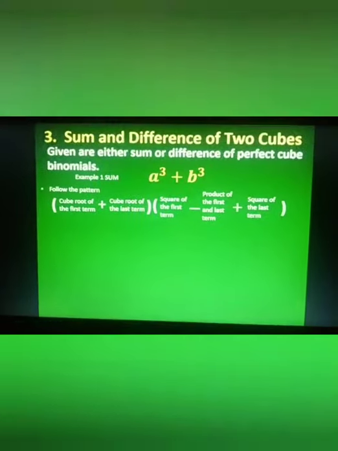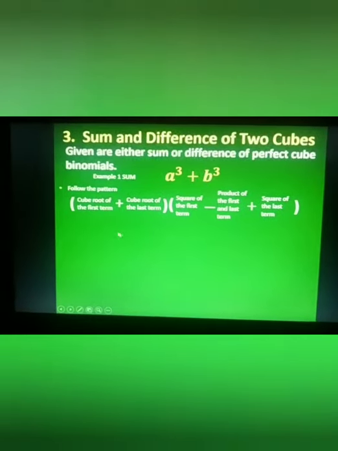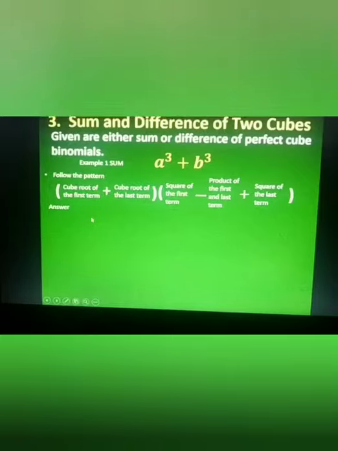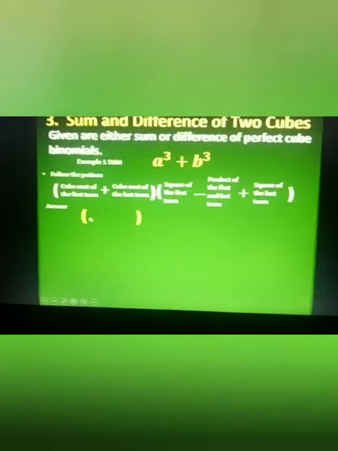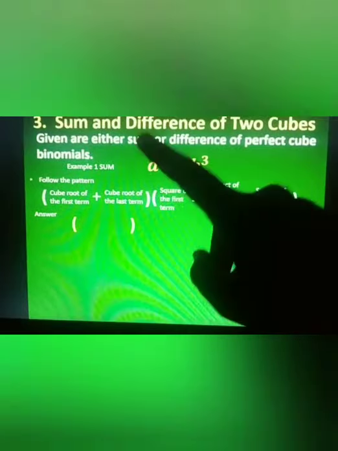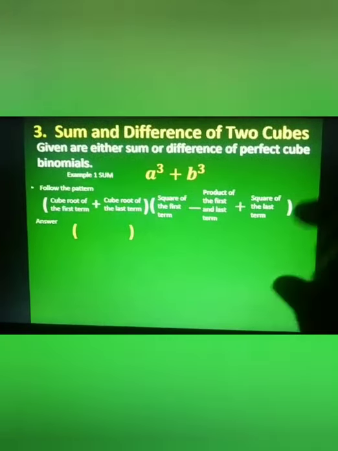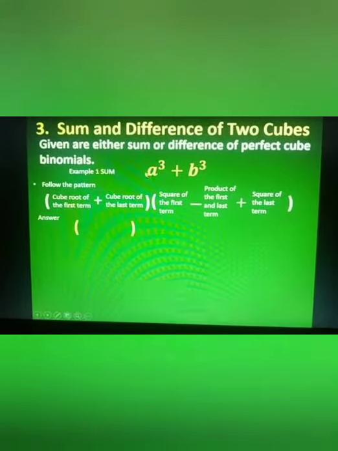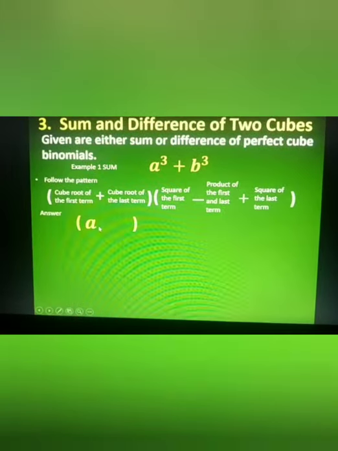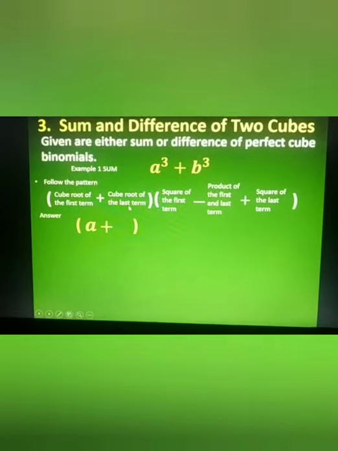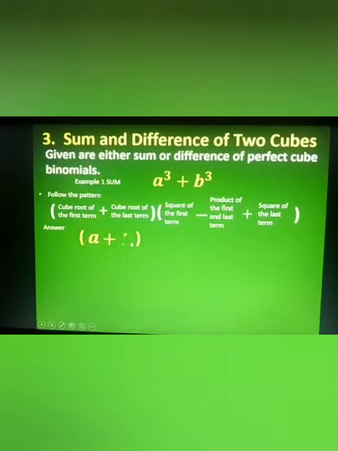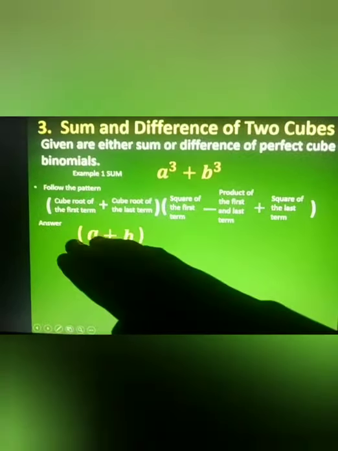Okay, example. Take a cube plus b cube. For our answer, follow the pattern. Okay, first, of course, prepare the parentheses. Important: the cube root of the first term. What is the cube root of a cube? That's a. A times a times a is a cube. So, copy a. There. Copy plus. Cube root of the last term. What's the cube root of b cube? That's b. So, you now have your first answer.